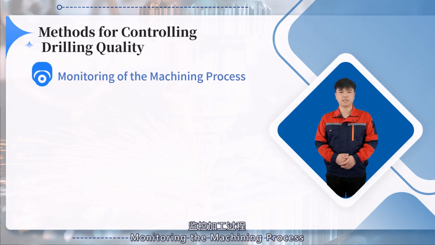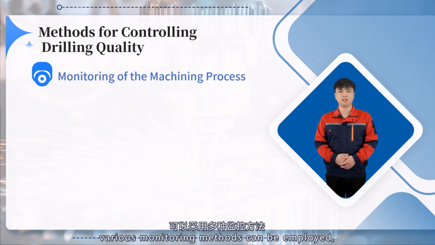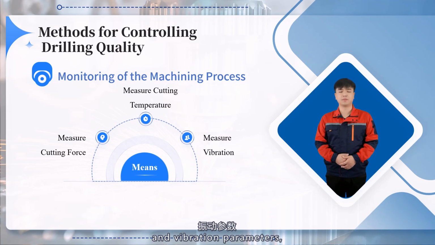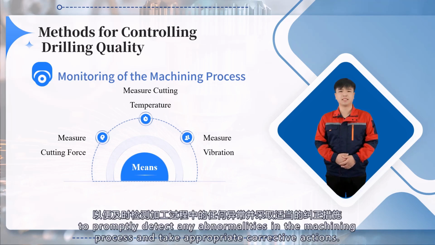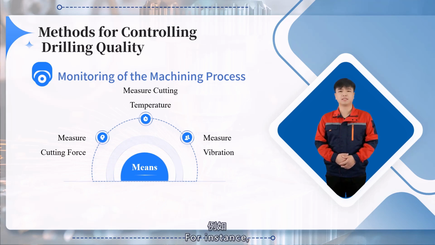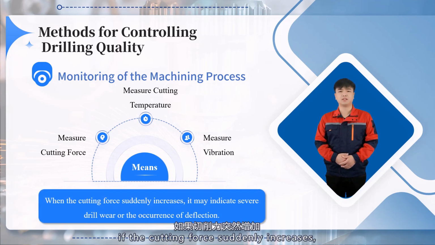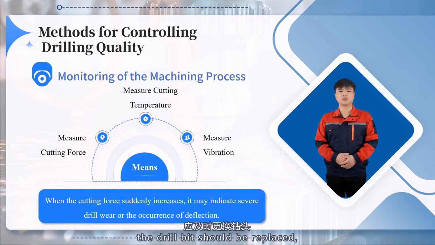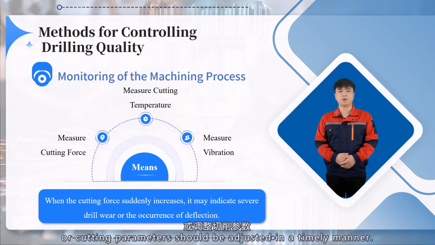Monitoring the machining process. During the drilling process, various monitoring methods can be employed, such as measuring cutting force, cutting temperature, and vibration parameters, to promptly detect any abnormalities in the machining process and take appropriate corrective actions. For instance, if the cutting force suddenly increases, it may indicate severe drill bit wear or the occurrence of deflection. In such cases, the drill bit should be replaced, or cutting parameters should be adjusted in a timely manner.